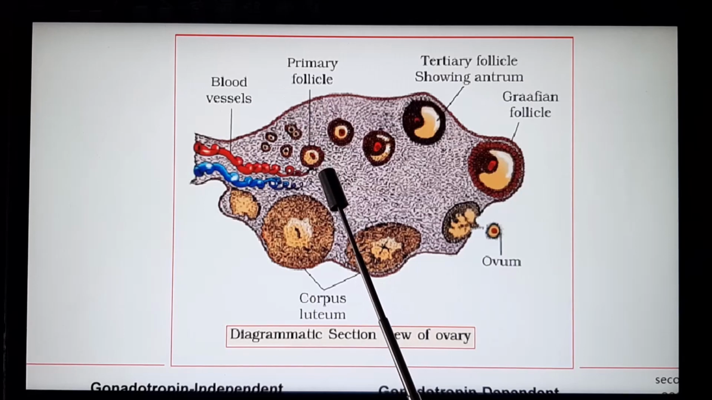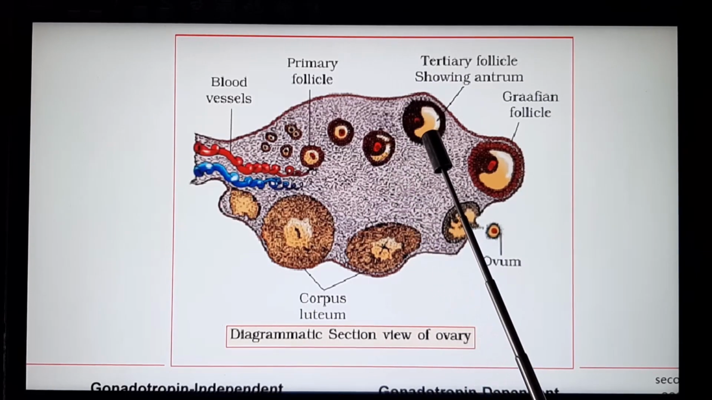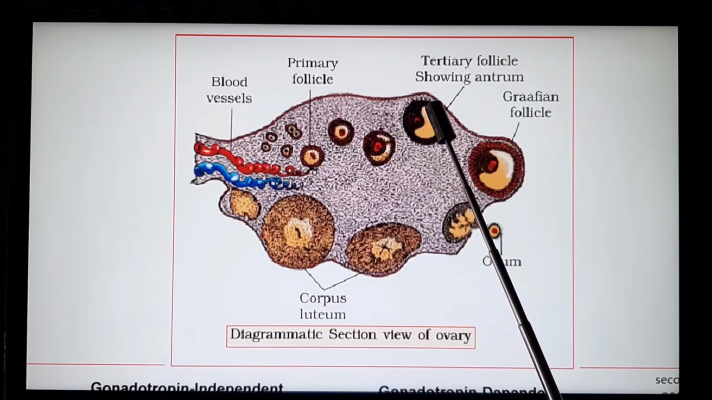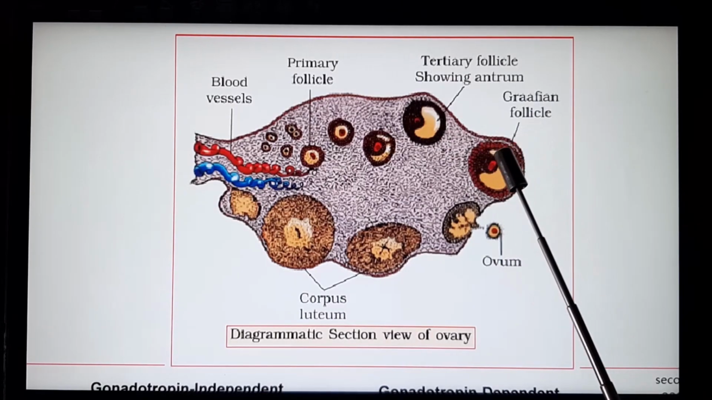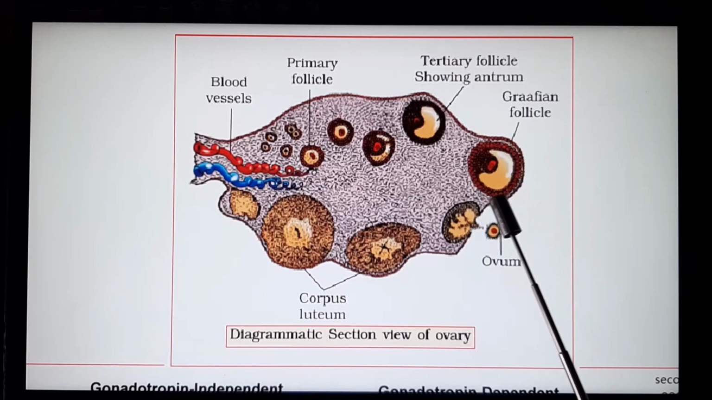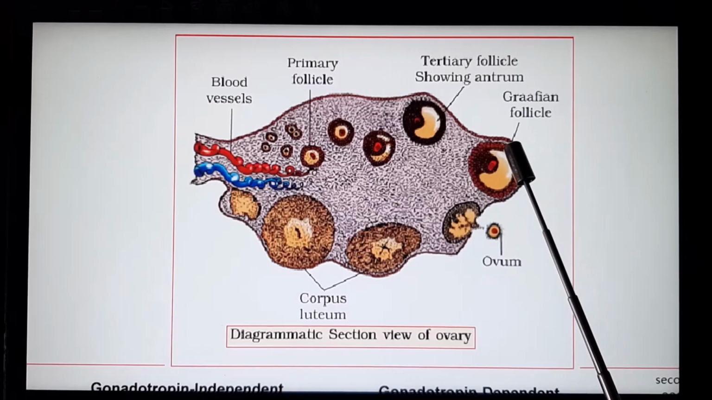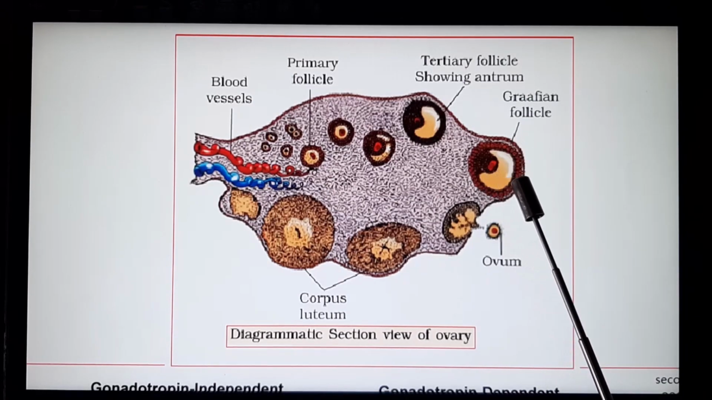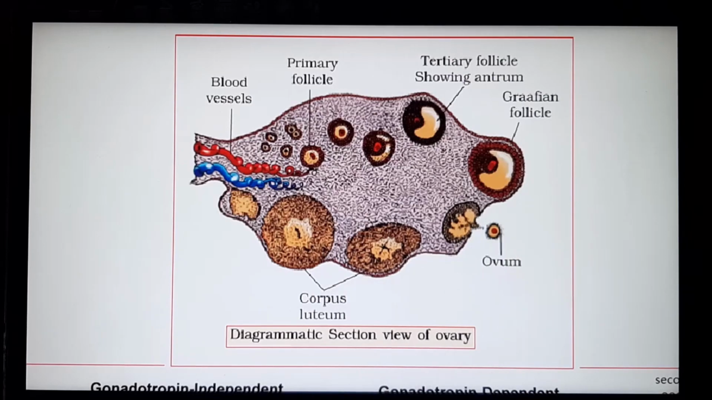It forms the secondary follicle and initiation of the tertiary follicle, where the antrum cavity is developing, and the mature tertiary follicle is shown here, the tertiary follicle with antrum. Then it again undergoes further development to form the mature Graafian follicle. So this is the secondary oocyte, antrum cavity, theca interna, externa, granulosa cells, everything is there, and here it ruptures and the ovum is released, and that process is called ovulation.